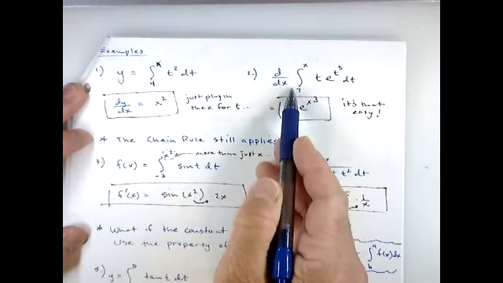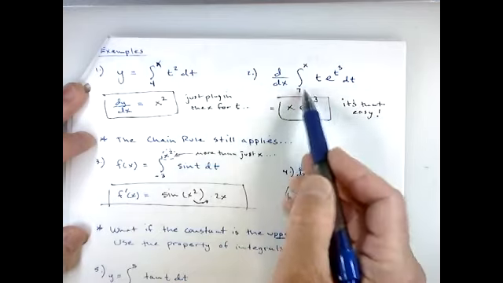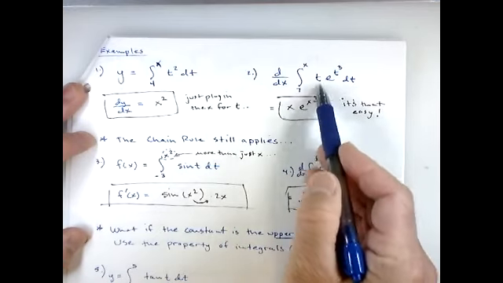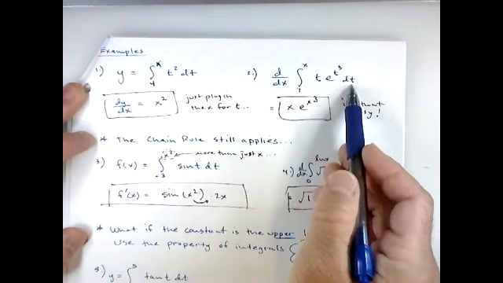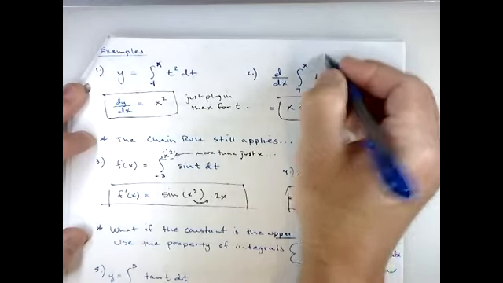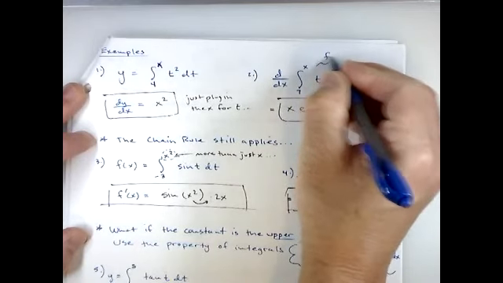Here's another one. Derivative with respect to x, the integral from 7 to x of t e to the t cubed dt. That would be my f of t, right? This right here is my f of t.